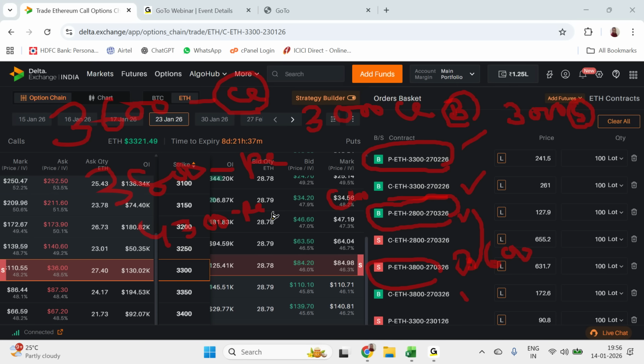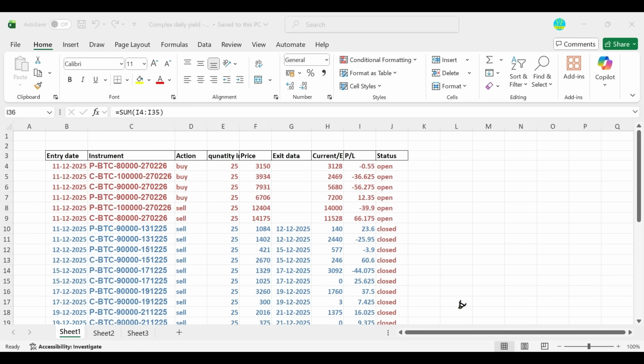Say if there is a correction till 3000, what will happen? The call side will be at a profit. So the 2800 call sell with 3800 call buy will be at a profit. Either cap it or take new positions. So that is what we did from December till date. December till date, what we did, the same thing we did here. Same thing we have done here.